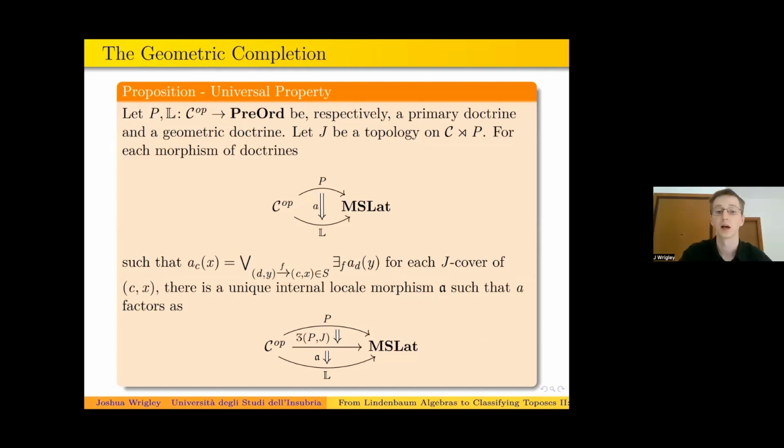that if we've got a covering sieve S on this pair C, X, then the morphism of doctrines A preserves those J covers in the sense that we have this equality. This is equivalent to saying that the image of a sieve is KL covering. Then we can use the universal property we saw earlier that there exists a unique internal locale morphism such that our morphism of doctrines A factors uniquely as the embedding of P into its geometric completion, followed by this internal locale morphism. So we're preserving all of the new geometric structure at the end.